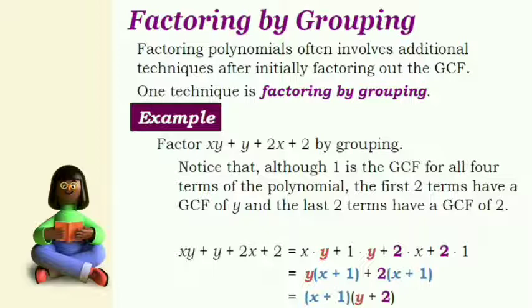xy plus y plus 2x plus 2 is equal to x times y plus 1 times y, plus 2 times x plus 2 times 1. So the answer would be x plus 1 multiplied by y plus 2. You may pause this video to check the answer.